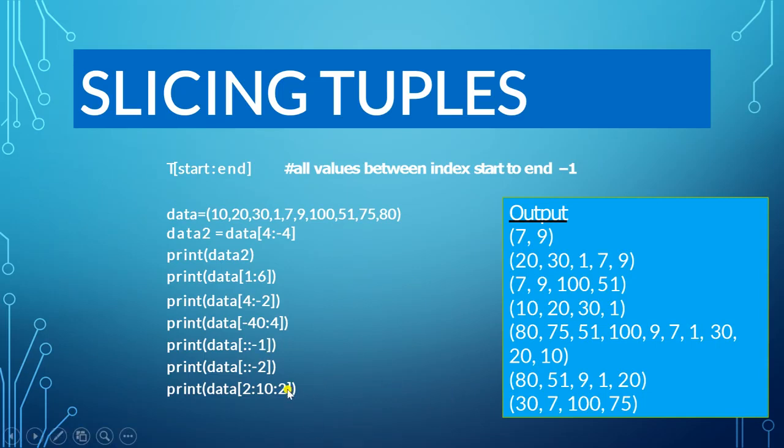Now next is this 2, 10, 2. It will start from 0, 1, 2, from 30, and it will take the step value 2. Then 30, then 7 will get printed, then 100, then 75.